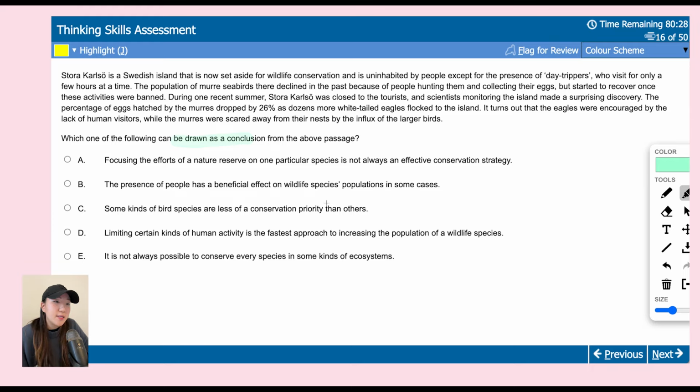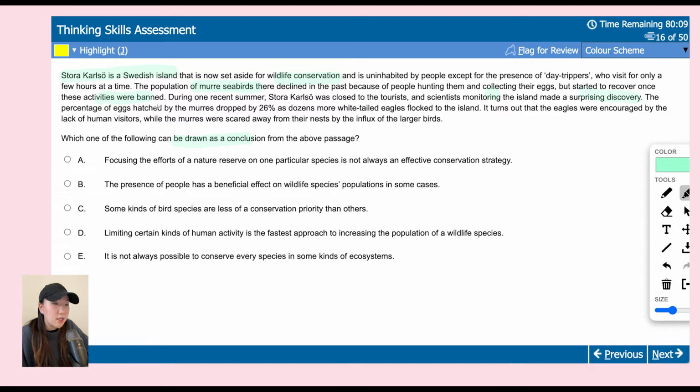So the first sentence is introducing a Swedish island, Stora Kolso, and it's used for wildlife conservation, currently uninhabited by people except for day trippers. The population of Mer seabirds there declined because of people hunting them, but then it recovered because these activities were banned. In one recent summer, Stora Kolso was closed to tourists, and scientists monitoring made a surprising discovery.